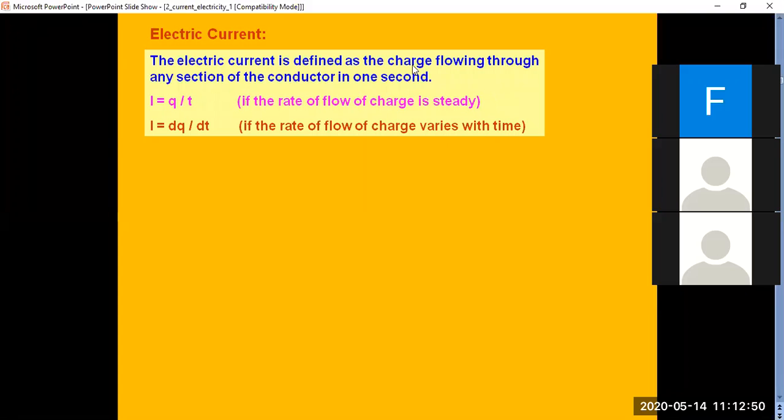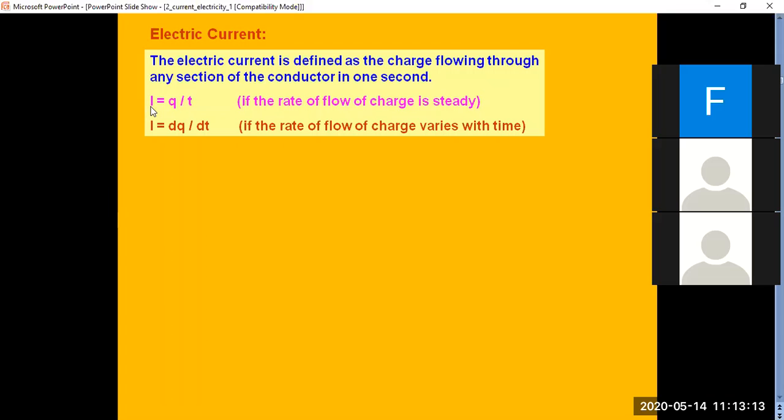This is one definition. If you feel this is difficult, the second one is rate of flow of charge. So that's easier to learn. What is current? Just one line. It's the rate of flow of charge. That is called your current. And the formula is I equals Q divided by T. You should remember Q is the charge, T is the time, and I is the current.